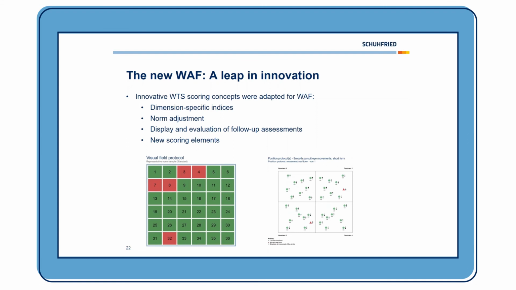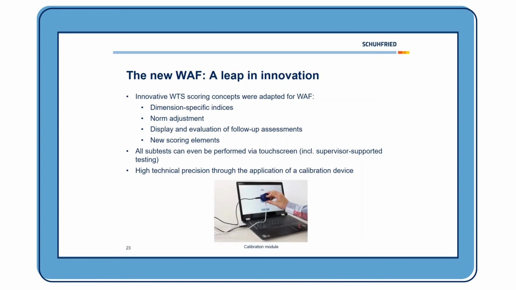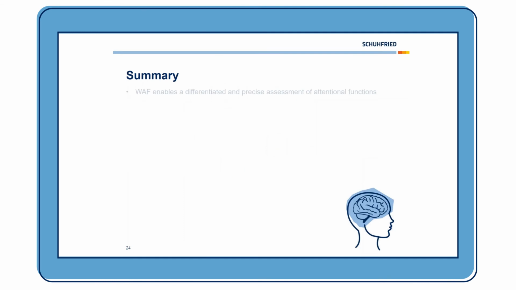For the new subtests, we also have new scoring elements, like here seen for the visual field protocol or for the smooth pursued eye movements, where we can take a very deep and detailed look into the results. And as I said before, all subtests can be even performed via touchscreen, and supervisor-supported testing is possible, and we have a high technical precision through the application of a calibration device. Alright, you can see the calibration device.